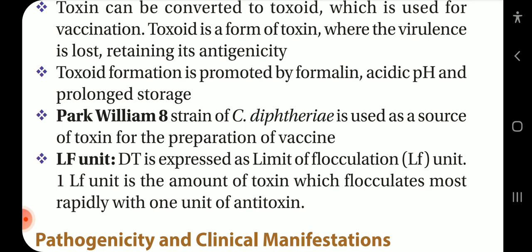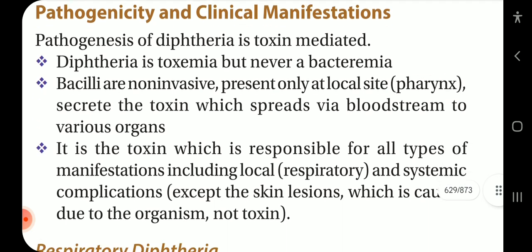DT is expressed as the limit of flocculation, LF unit. One LF unit is the amount of toxin which flocculates most rapidly with one unit of antitoxin.